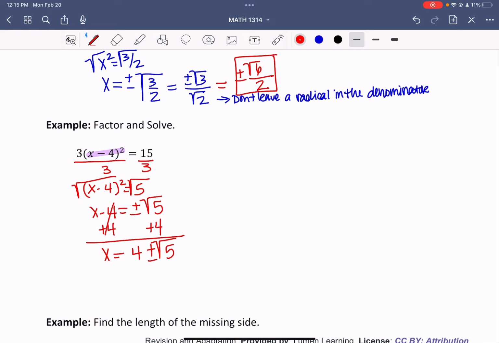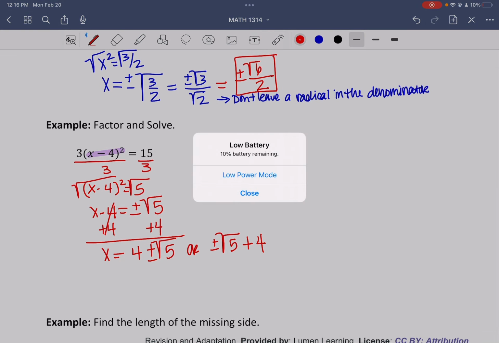5 is prime, so I'm not going to do anything else with it. There's nothing I can do with it. You can keep it as positive and negative square root of 5 plus 4. We just typically put that 4 in the front so it doesn't accidentally get under that radical sign. So this one's not too bad. We didn't have to simplify it. We didn't have to rationalize it out.